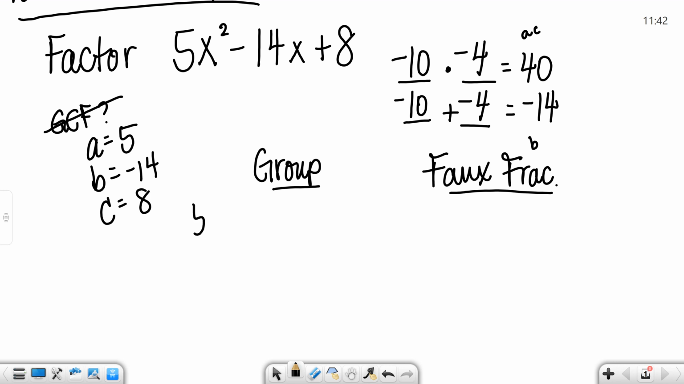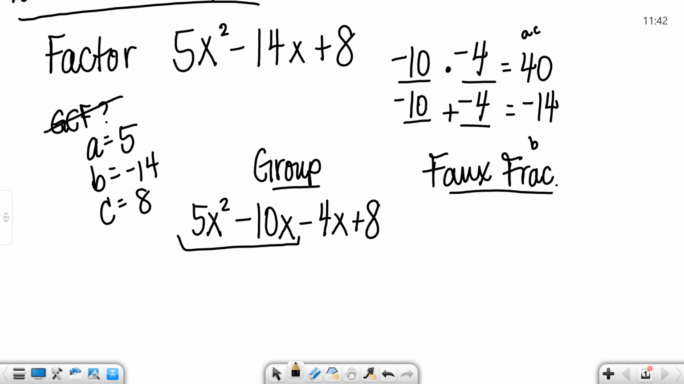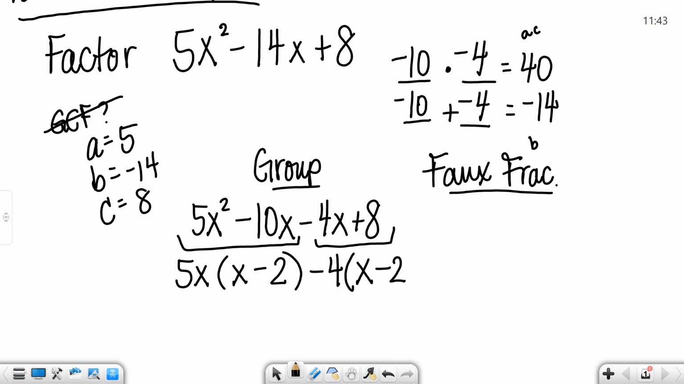All right, so if I do grouping, my first term comes down. My middle term gets replaced with the factors that I found, including x. So minus 10x, minus 4x, and then my last term comes down. Now I group. These two have a 5x in common. When I factor that out, I would have an x minus 2. Okay, my second group has a negative 4 in common. When I factor that out, I would have an x minus 2.